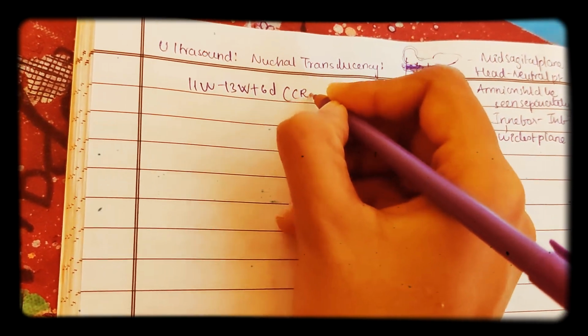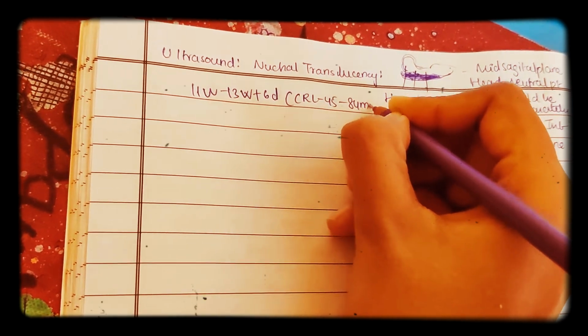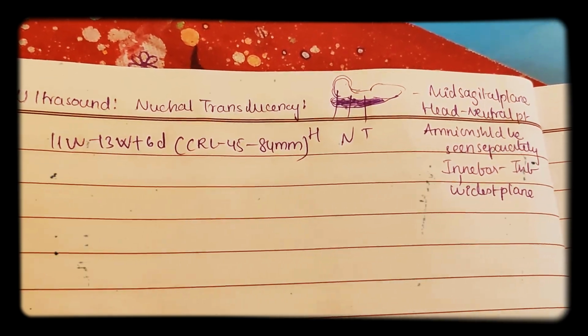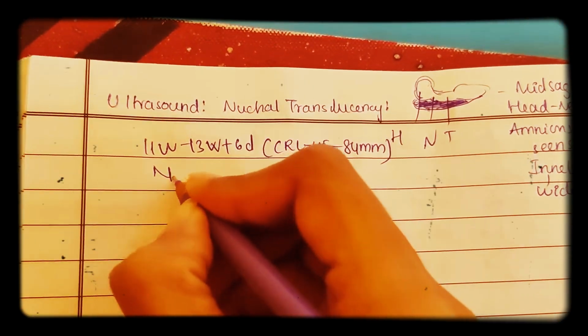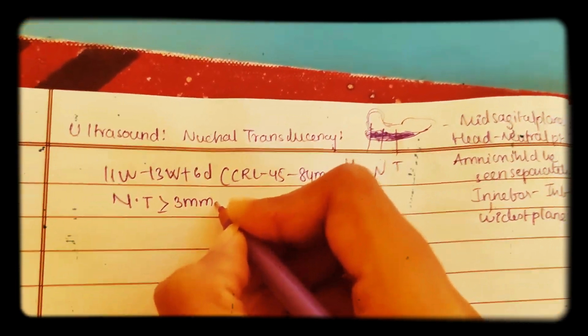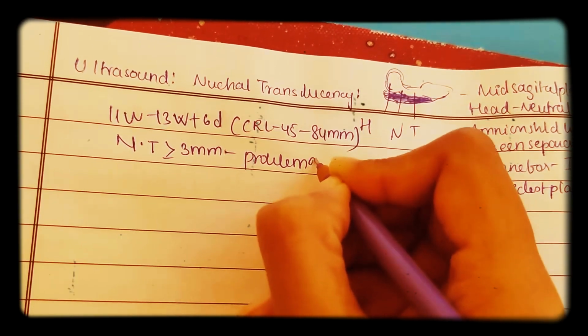That is according to crown rump length. You can say when the crown rump length is 45 to 84 millimeters, that is the best time to measure this nuchal translucency. So now, if the nuchal translucency is greater than or equal to 3 millimeters, then there are different problems in the fetus. Okay, you will see the problems in the fetus.